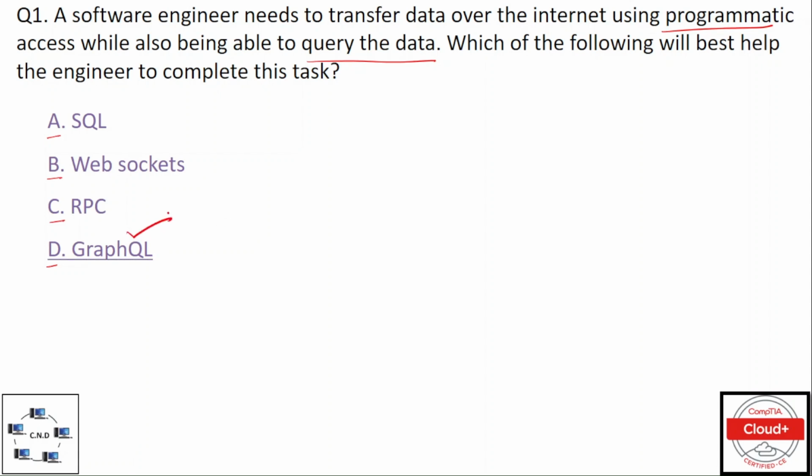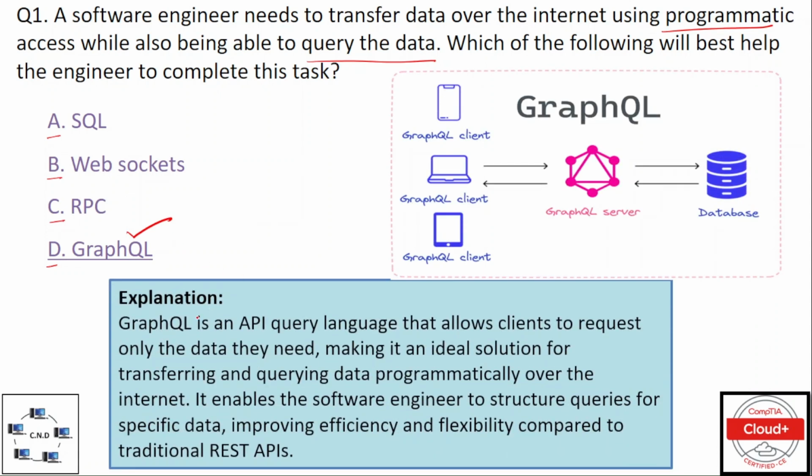option D, GraphQL. So GraphQL is an API query language that allows clients to request only the data they need, making it an ideal solution for transferring and querying data programmatically over the internet. It enables the software engineer to structure queries for specific data, improving efficiency and flexibility compared to traditional REST APIs.